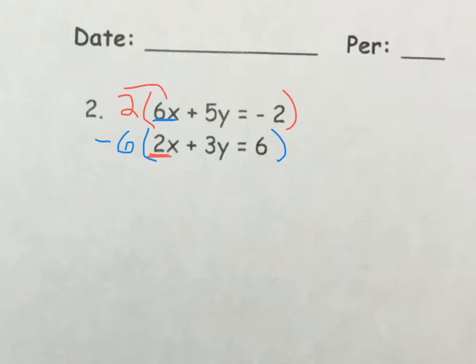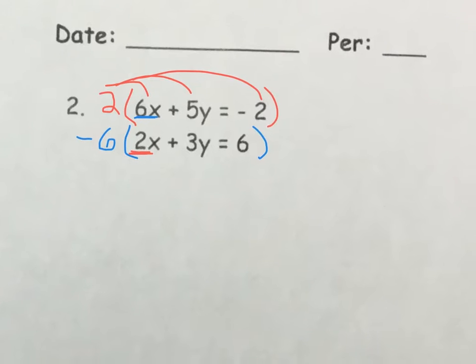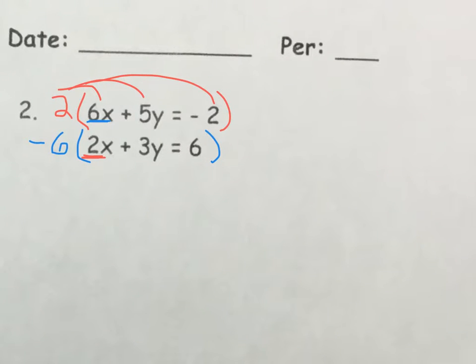Okay, so now we're taking the 2 and we're distributing it all the way across to the other side of the equal sign as well. So your new transformed equation is going to be 2 times everything. So 2 times 6x is going to give you 12x. 2 times 5y is going to give you positive 10y.